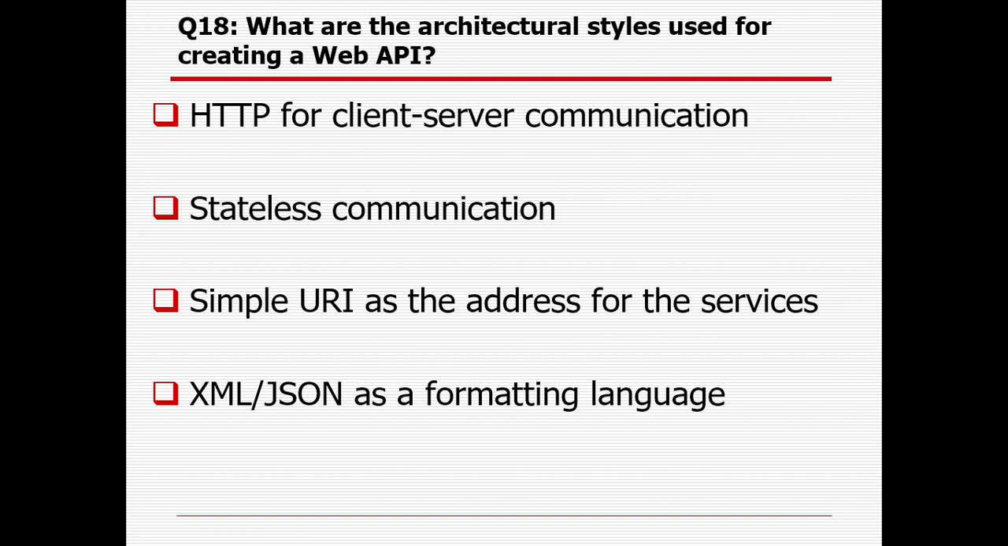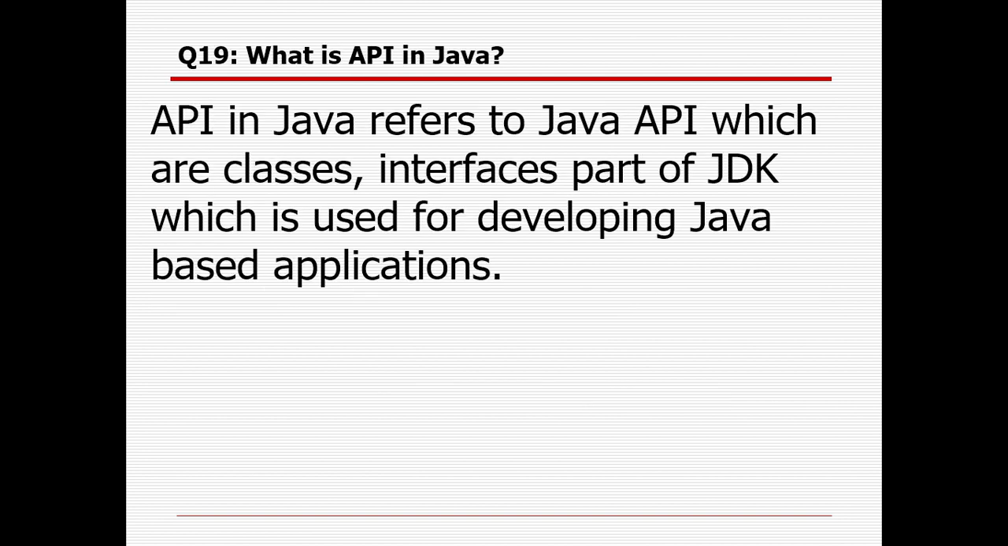What are the architectural styles used for creating a web API? HTTP for client-server communication, stateless communication, simple URIs as the address for the services, and XML or JSON as the formatting language.